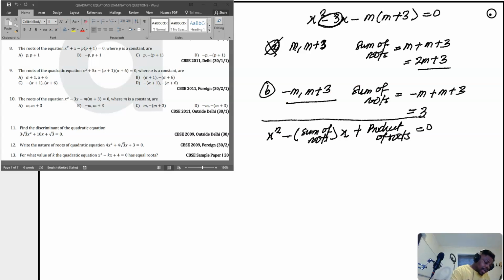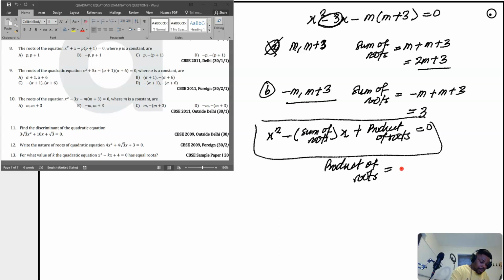So let's quickly do that for products, okay? For product of roots, that will be minus m bracket m plus 3. And if I multiply minus m bracket m plus 3 times this plus, that will still be minus m bracket m plus 3. So our answer here is option B.